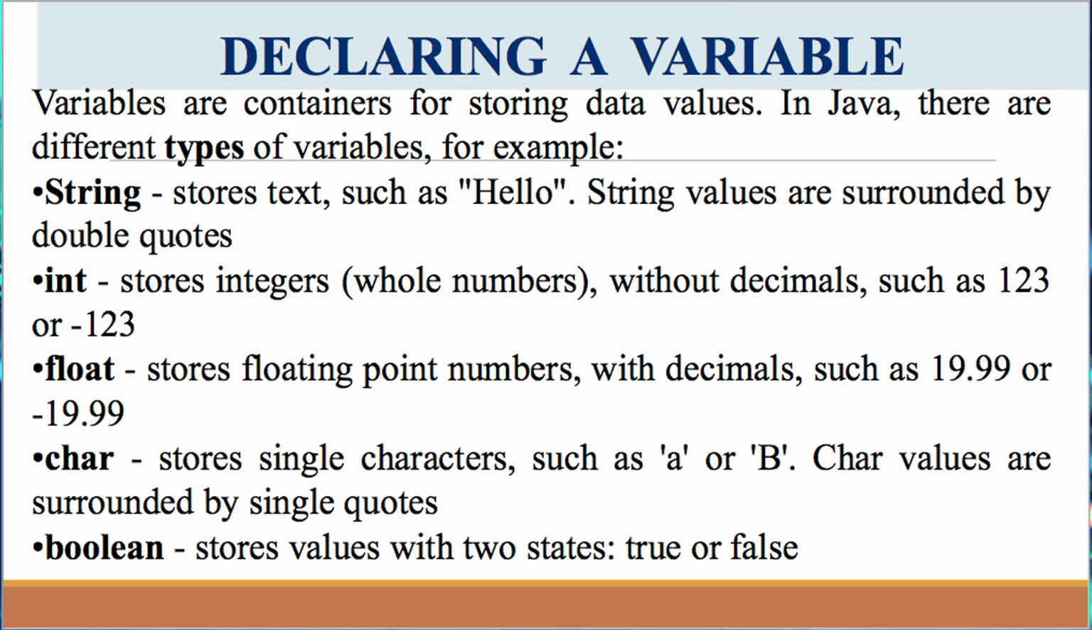And boolean type: suppose we have to store a value with two states, true and false, then we will use the boolean type.